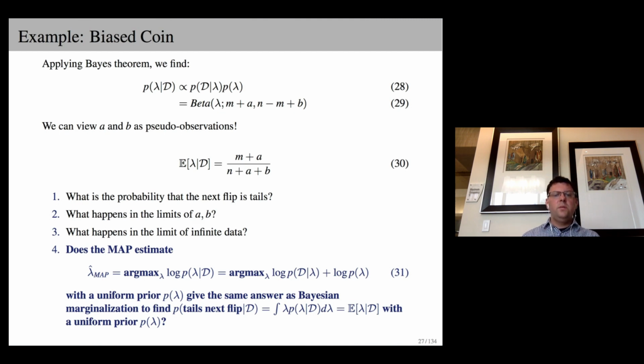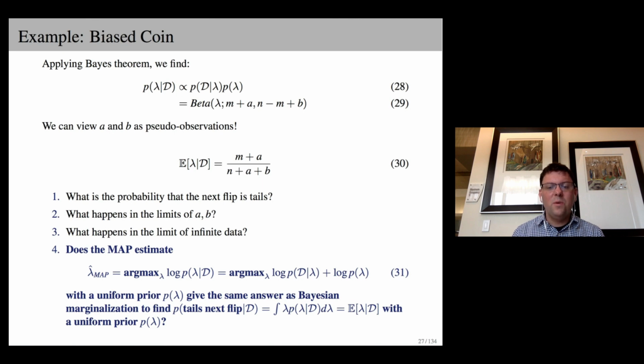And now I'd like you to consider this fourth question, which is conceptually very important. Does the MAP estimate, what we get when we take the argmax of the log posterior over lambda, which is equal to the argmax of the log likelihood plus the log prior, with a uniform prior over lambda, give the same answer as Bayesian marginalization to find the probability that the next flip is tails? Pause the video and think about this question for a minute.